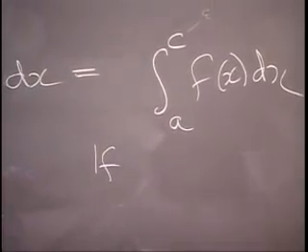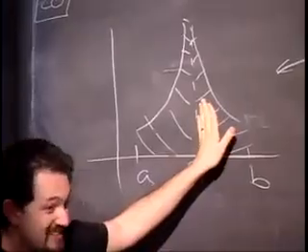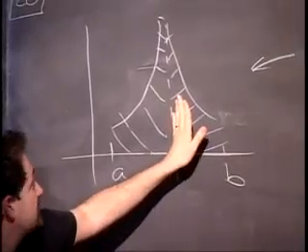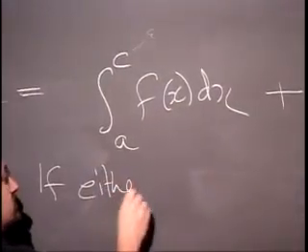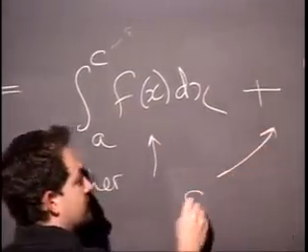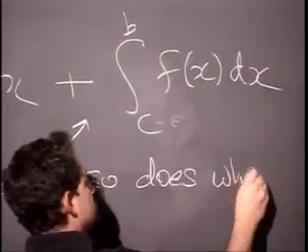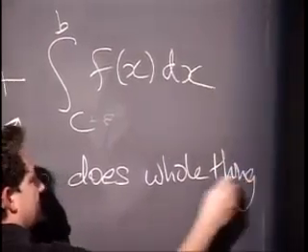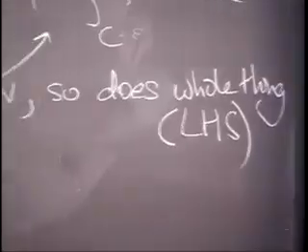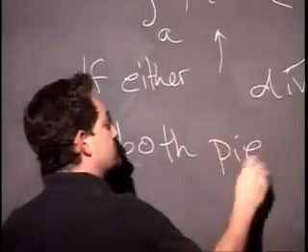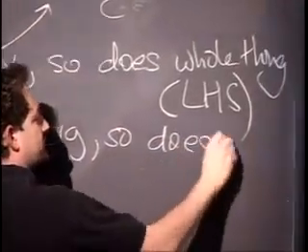If you need infinitely much paint to do this half, it doesn't matter if you only need finite to do this part. That's no consolation. You still need an infinite amount of paint. So if either one of these diverges, so does the whole thing, i.e. the left-hand side. If both pieces converge, so does the whole thing, the left-hand side.